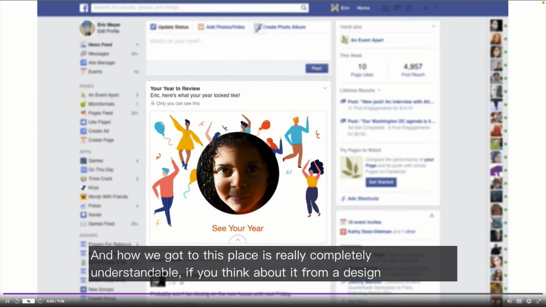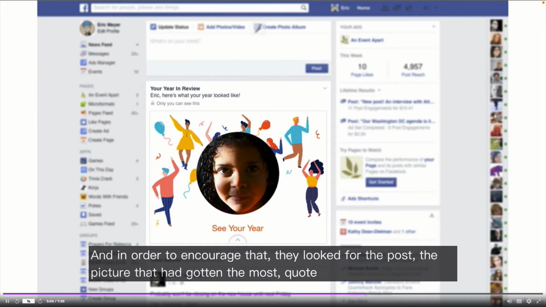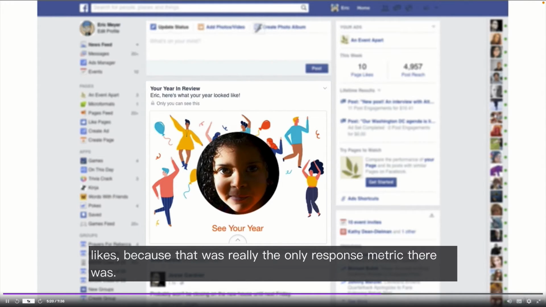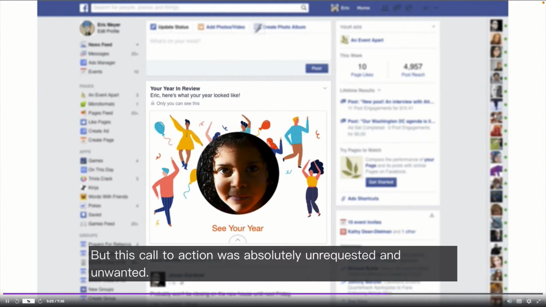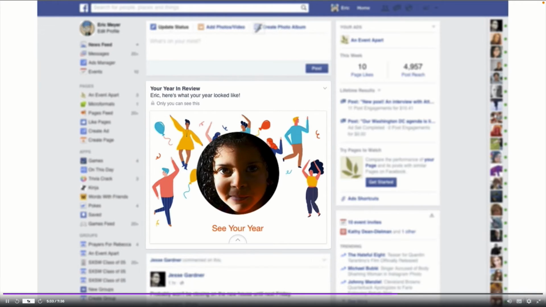If you think about it from a design perspective, Facebook had a product that they were understandably proud of, right? Year in Review was really very enjoyable for many, many of their users. And in order to encourage that, they looked for the post, the picture that had gotten the most "engagement" from the year: the most comments, the most reactions, the most likes, because that was really the only response metric there was. So how they got here is understandable, but this call to action was absolutely unrequested and unwanted. And honestly, in my situation, it was rather painful and off-putting.